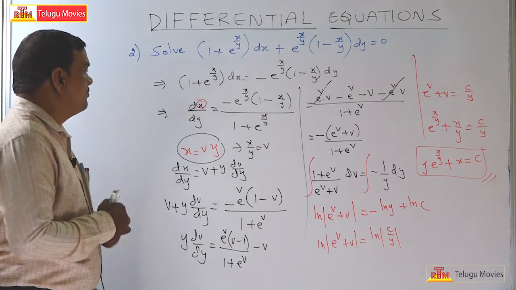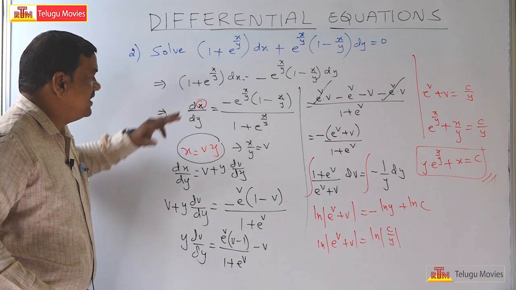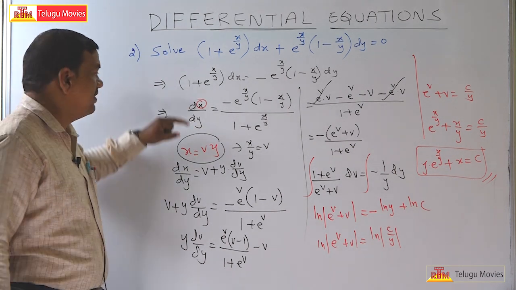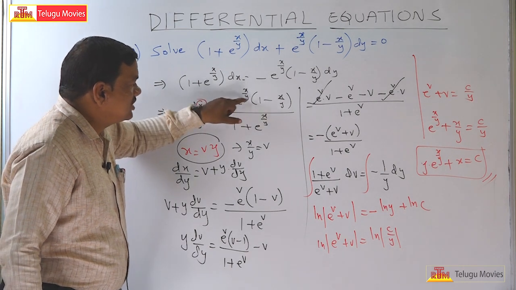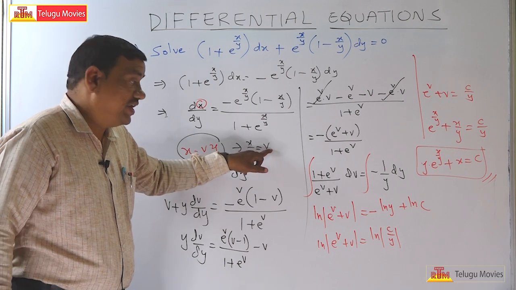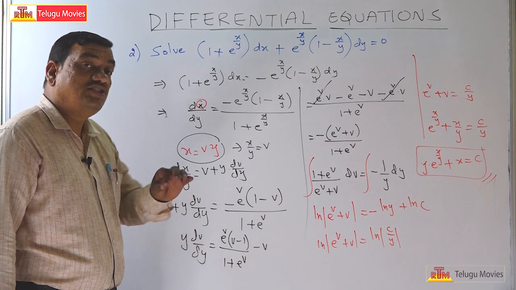Dear students, what you have to remember from this is that you can write it as dx by dy, which is better. If you write dy by dx, the problem will be somewhat difficult. Why? Because x by y is there everywhere. That's why x by y is equal to v, therefore x is equal to vy. It's a very intelligent substitution.